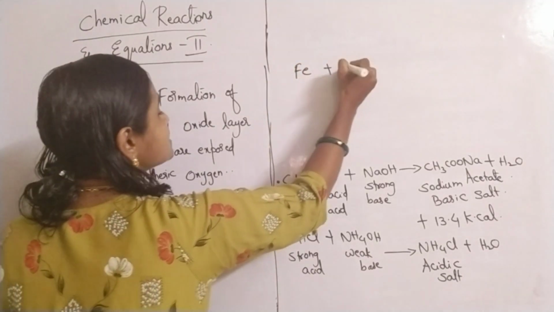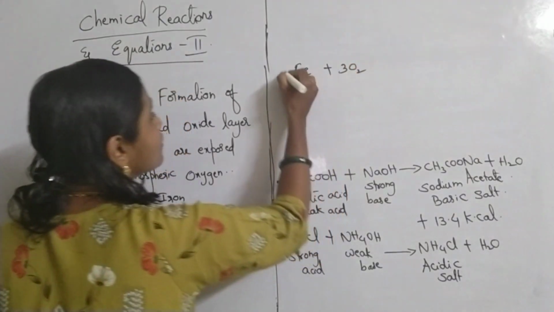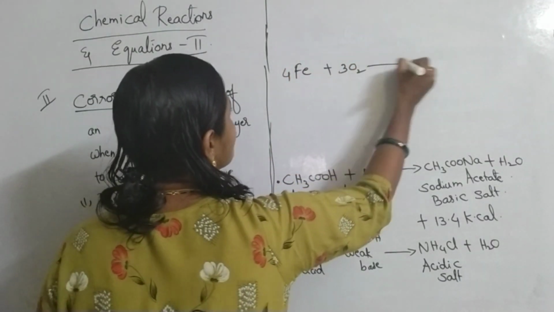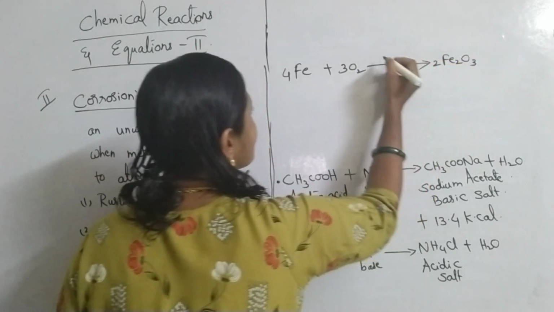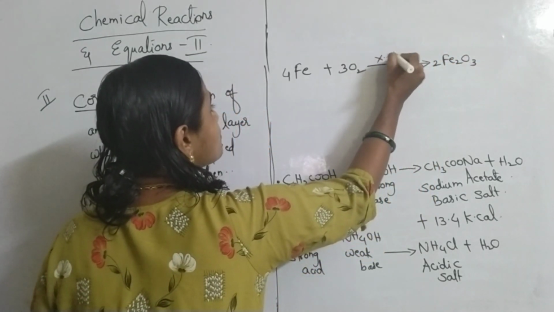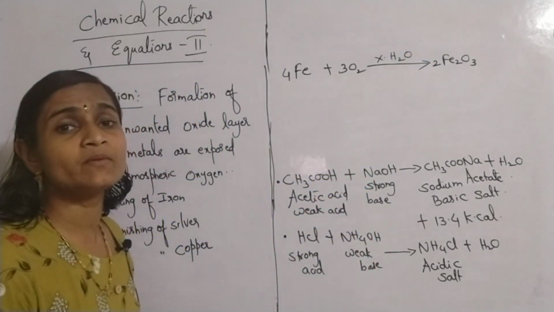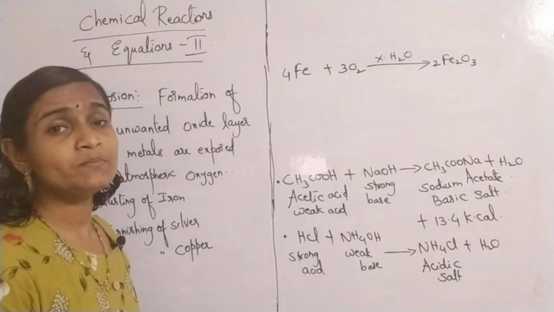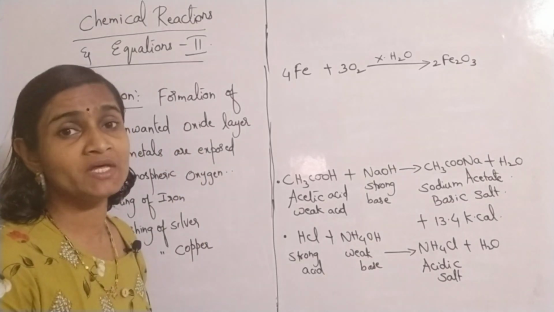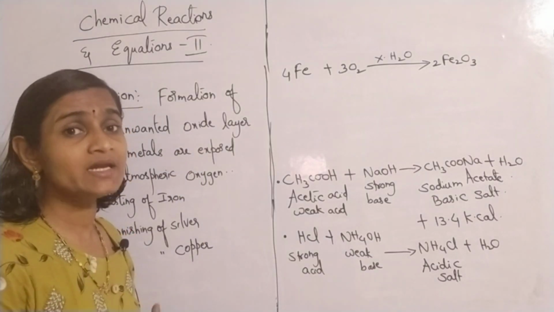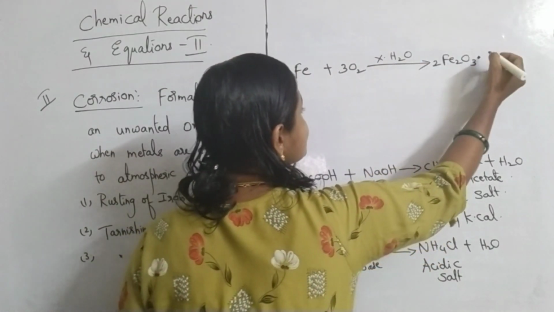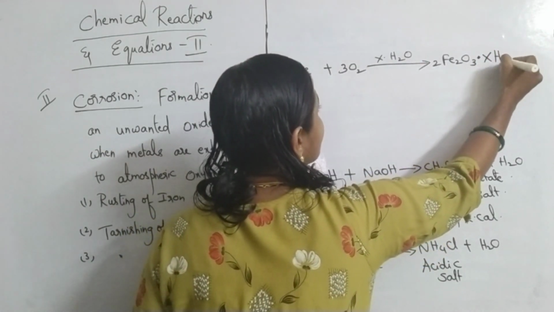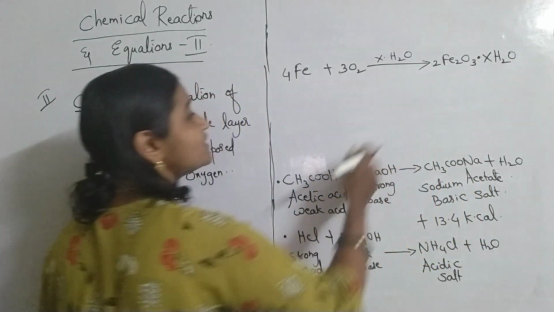4Fe plus 3O2 gives rise to 2Fe2O3. Here some x water molecules are being absorbed from the atmosphere. Certain water molecules are being absorbed by iron particles. Depending on the amount of water molecules that are absorbed, the number of water molecules will be decided.